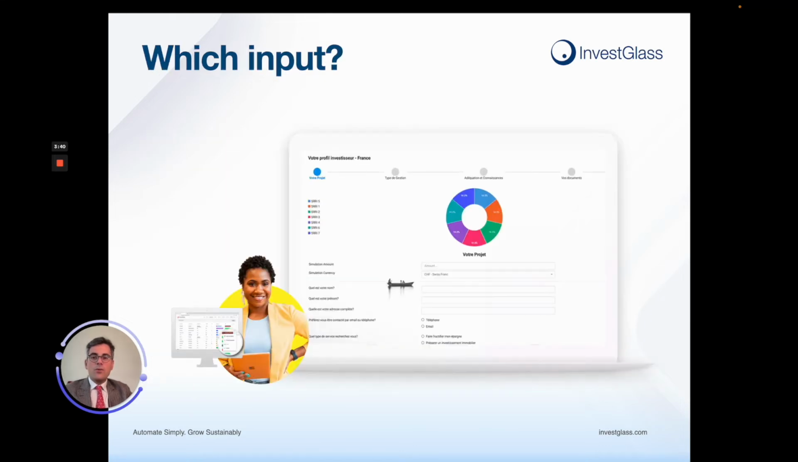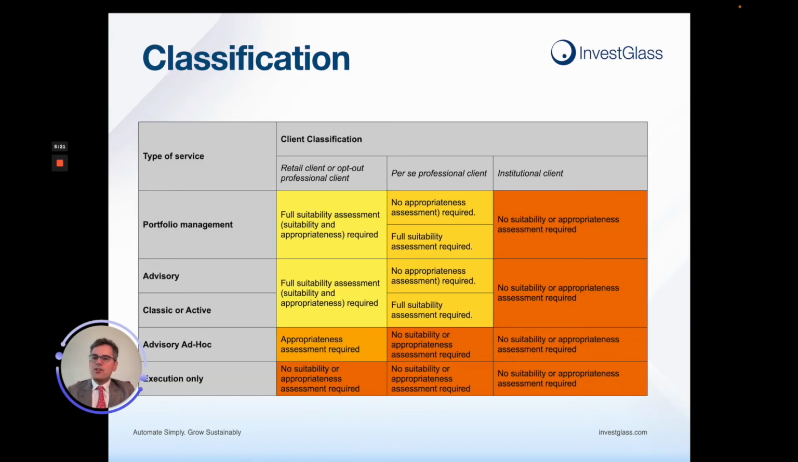Now, which inputs do you really need? You really need to have in InvestGlass all the inputs that we've seen before, because if you don't have these data points, it will be impossible to create a solicitation with respect to FINSA and MiFID. So this is a classification that you're going to use to build your solicitations.